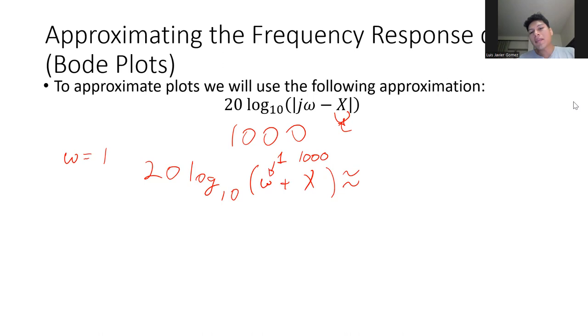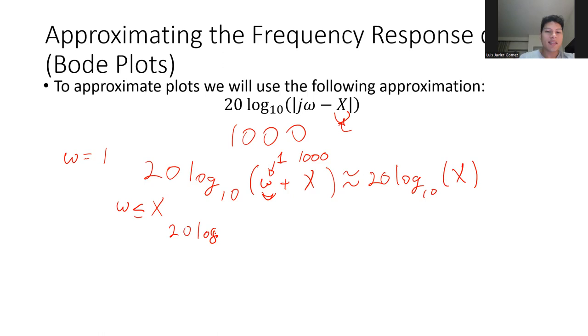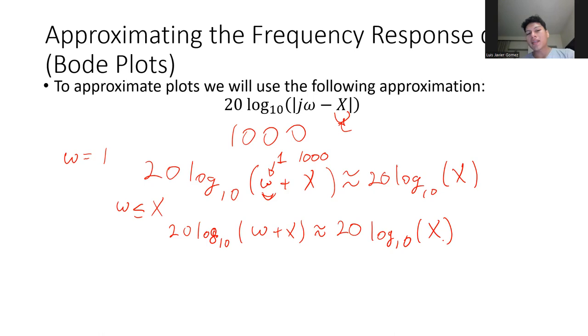So basically, since omega is so small, you can just approximate this as 20 log 10 of x. So what we're going to say is that whenever omega is less than or equal to x, we're just going to say that 20 log base 10 of omega plus x is approximately equal to 20 log base 10 of capital X. Note, this is a very rough approximation, but it's good enough for our purposes because we're trying to understand the global picture. And it actually only deviates in a little region from the actual answer.